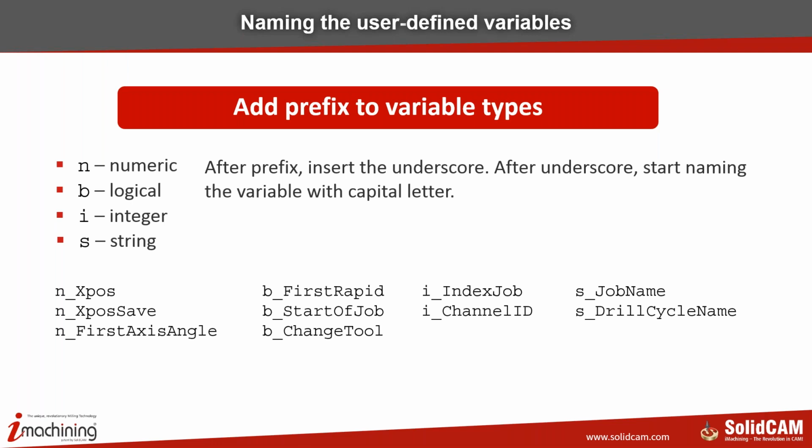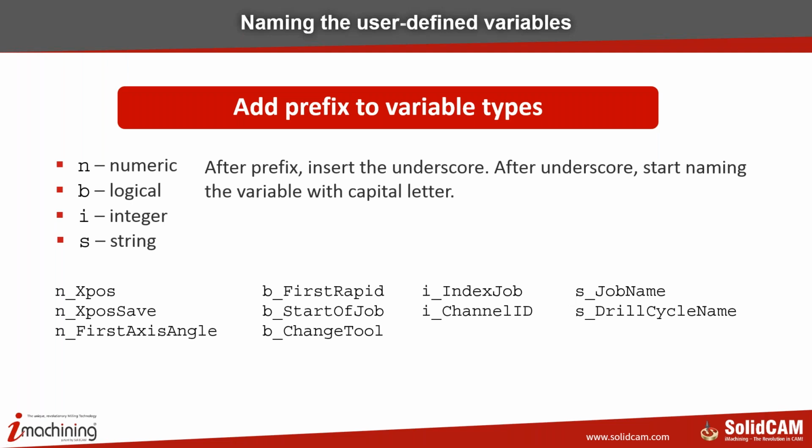What is very important is that the variable name starts with a capital letter. As you can see here, from the left up to the right, I named something for numeric, logical, integer, and string. Here I have expose, expose save. As you can see, every second word is capitalized as well. Then we have logical, first rapid or startup job, and you can see all of those examples.